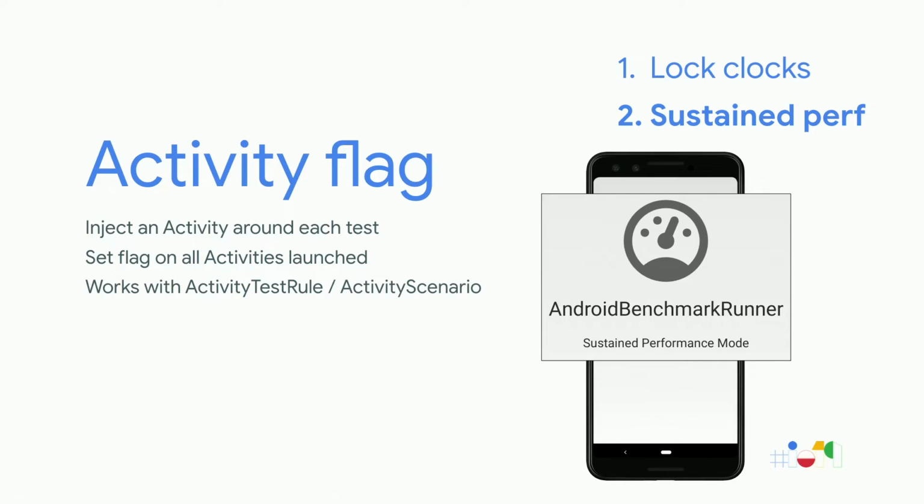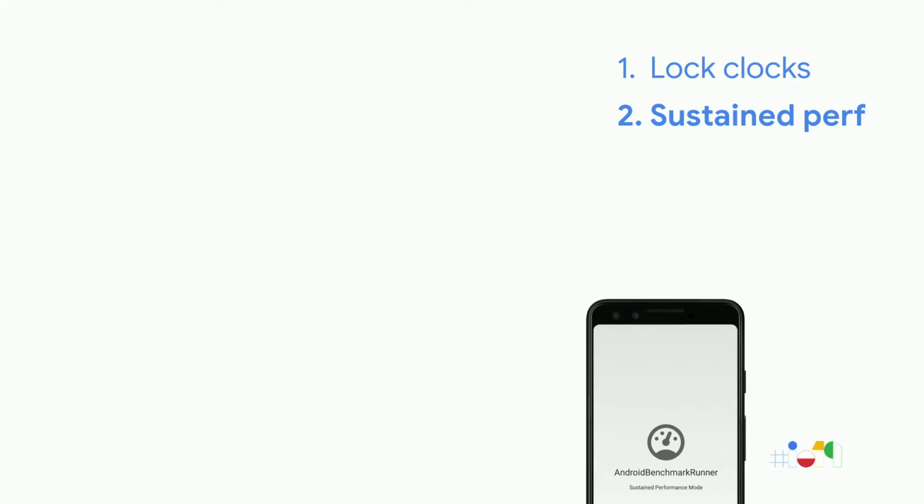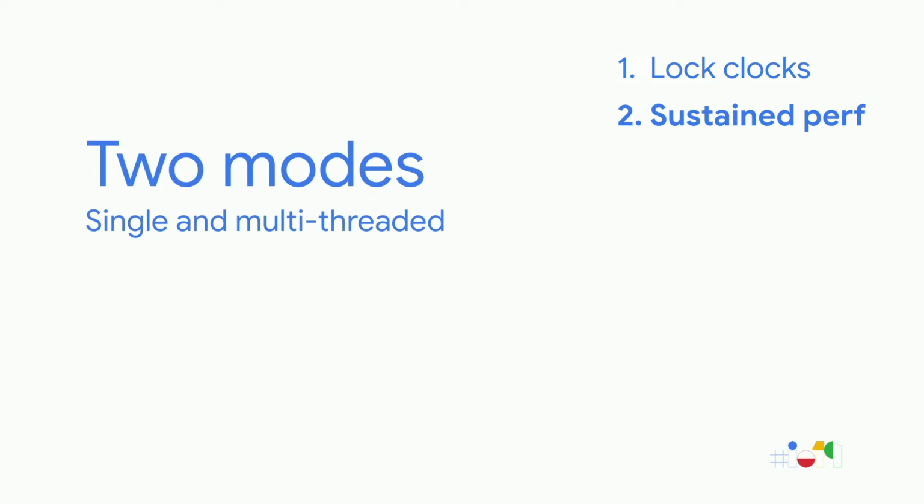In addition, it also calls it out in the UI of the test while it's running. It pops up there and says, hey, I'm in set sustained performance mode. Now, OK, so we've got a way to solve the problem of needing the flag. But how do we handle the two different modes? So first, let's describe what these are.